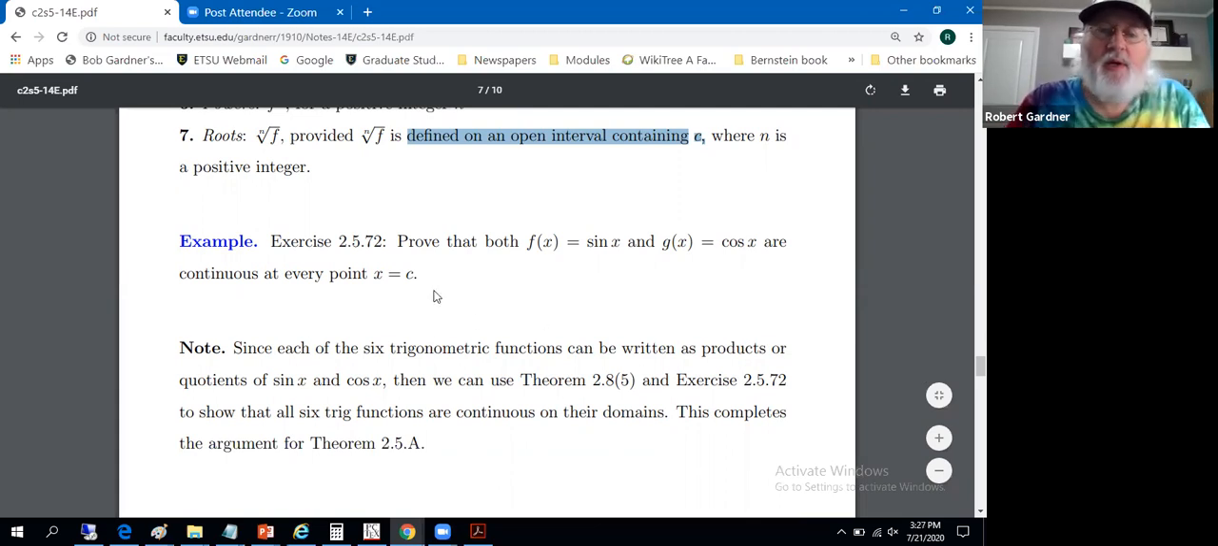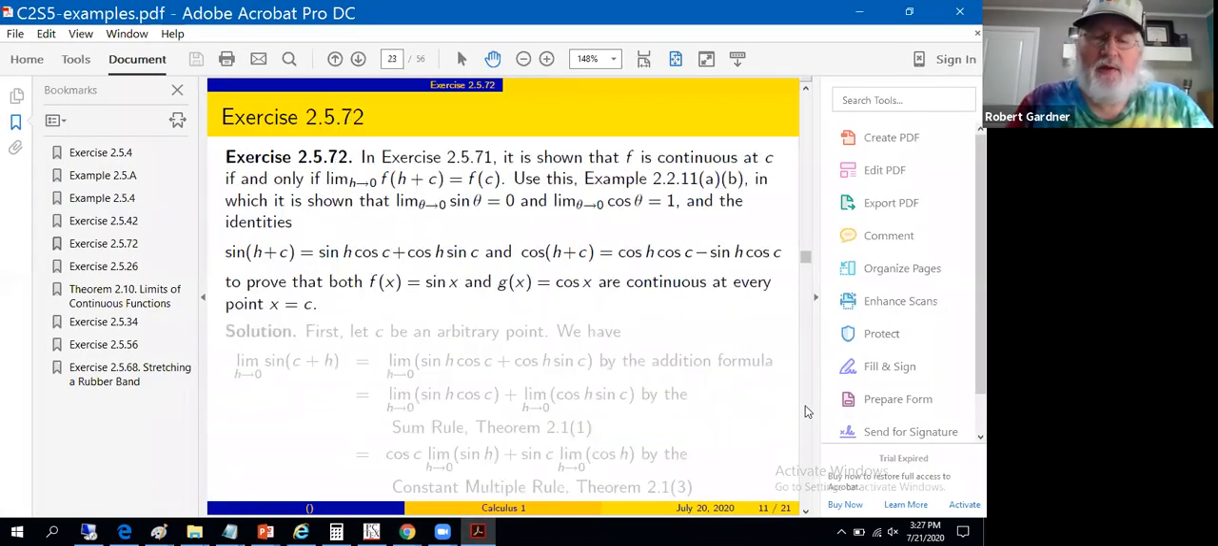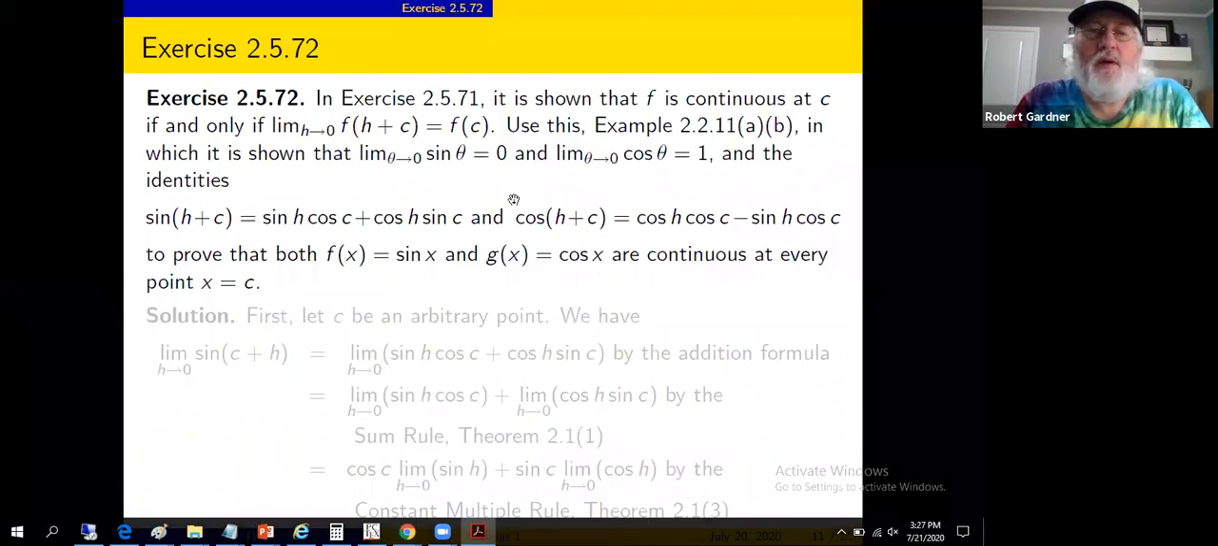Speaking of trig functions, exercise 2.5.72 has you prove that f of x equals sine x and g of x equals cosine x are both continuous at x equals c. We dealt with a limit earlier involving the sine function and the cosine function. All right, so let's look at that. In exercise 2.5.71, it is shown that f is continuous at c if and only if, and we're going to take this as given, the limit as h approaches 0 of f of h plus c equals f of c, which ought to make sense.